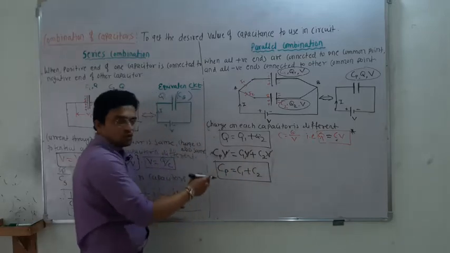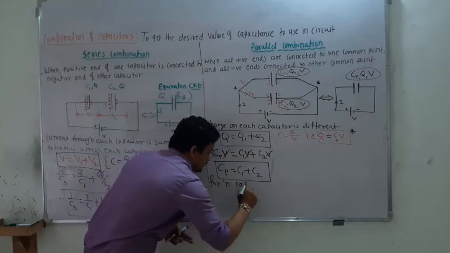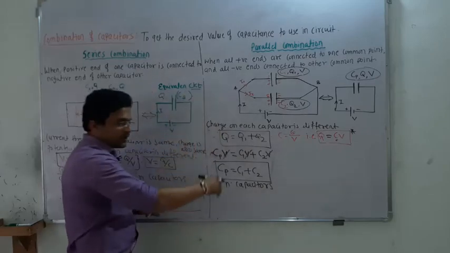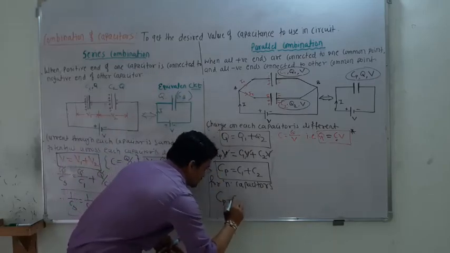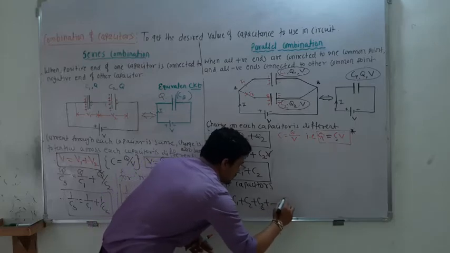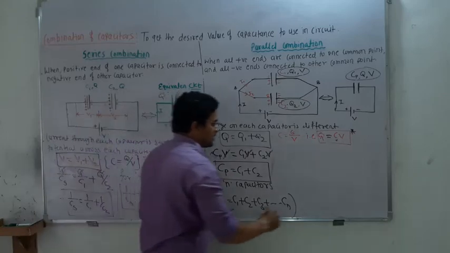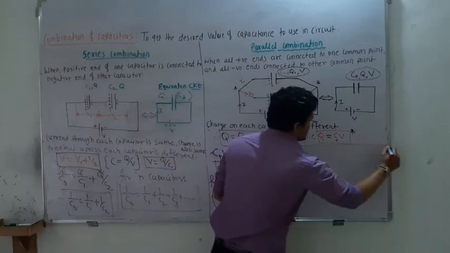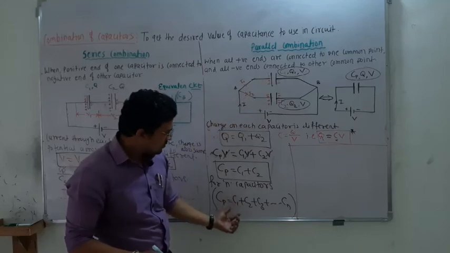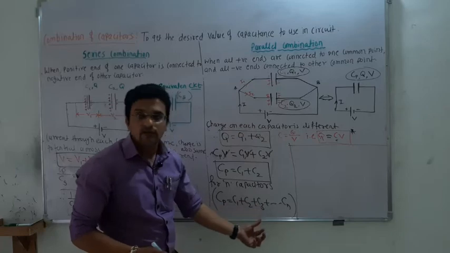Okay, for n capacitors, if they are connected in parallel, then Cp is equal to C1 plus C2 plus C3 plus so on up to Cn for n capacitors. Okay, and then, how is this Cp compared with C1 and C2? So always remember, Cp is always greater than the individual capacitors, because you are adding here.